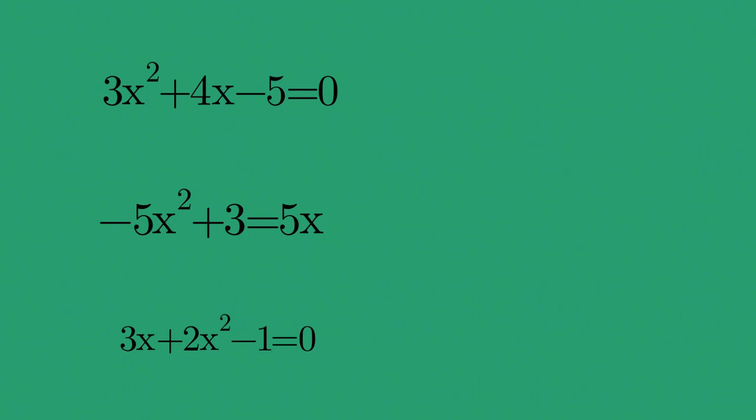Next slide. Take a look at this first expression. By the way, to use the quadratic formula, just like factoring, the equation must be set equal to 0. If you take a look at this first equation, is it set equal to 0? Yes or no? It is: 3x squared plus 4x minus 5 equals 0.